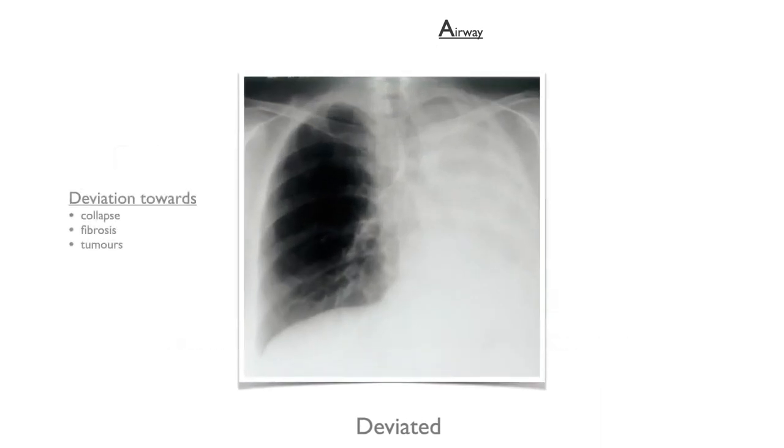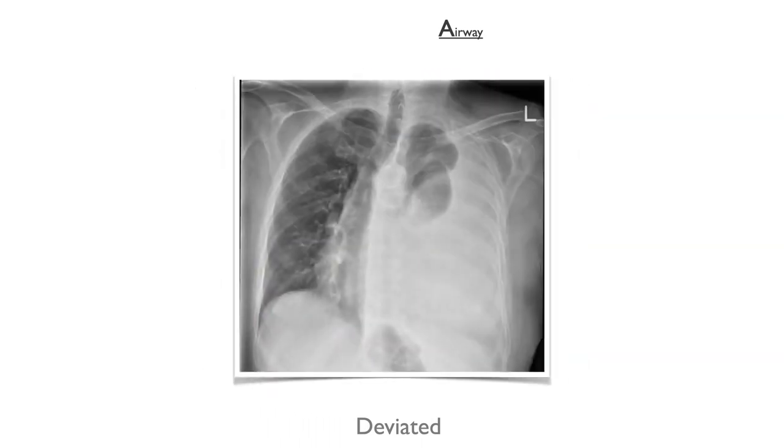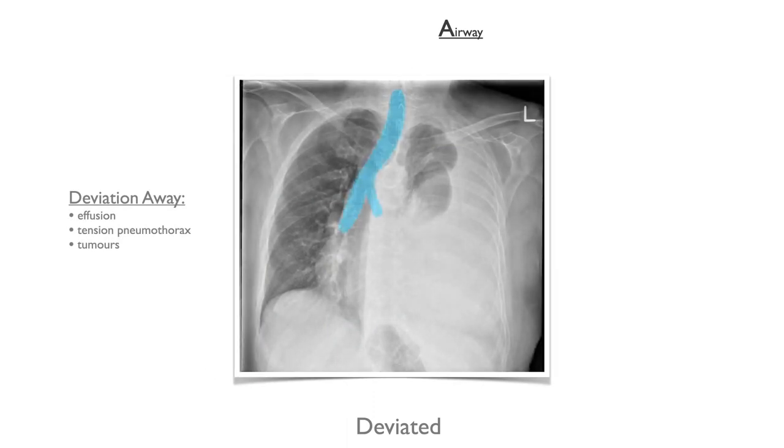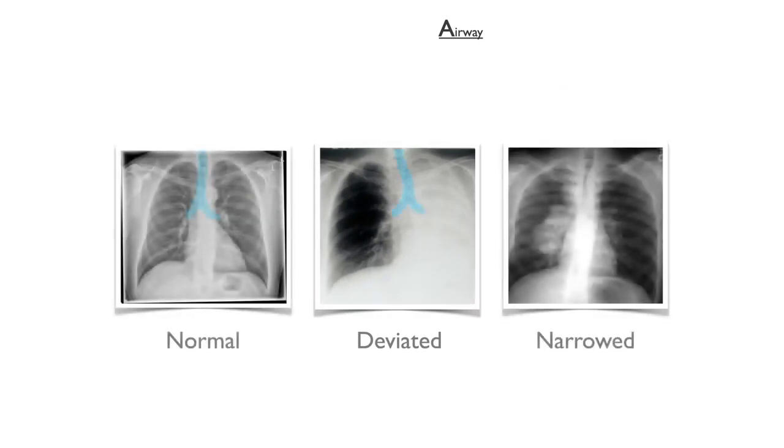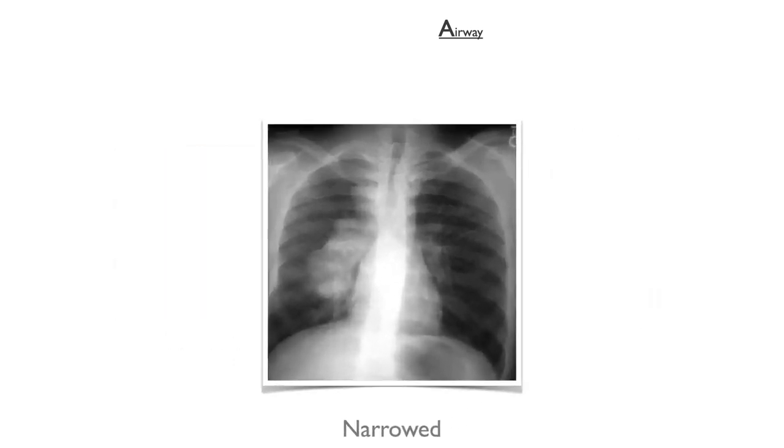There are many causes of tracheal deviation, but they can be generally classified into those diseases that pull the trachea towards the affected side, as demonstrated here, and those diseases that push the trachea away from the affected side, as shown here. Now let's take a look at the narrowed airway. This is an uncommon presentation and usually occurs due to malignancy.